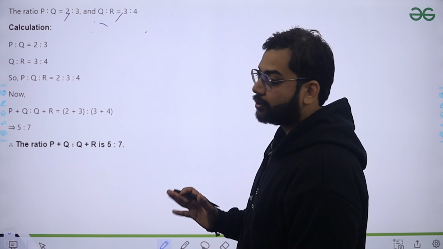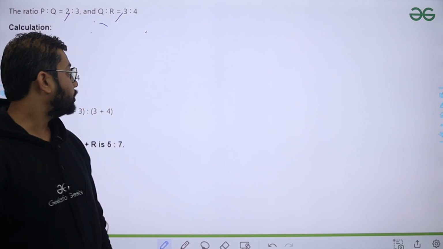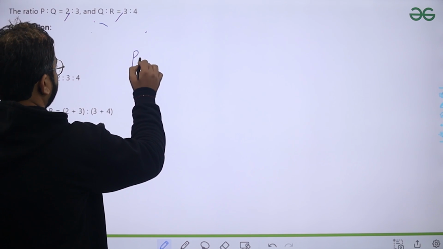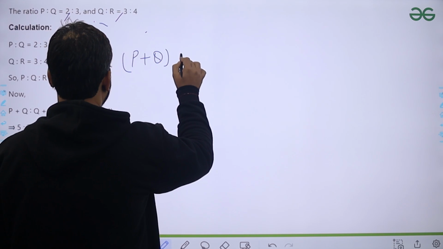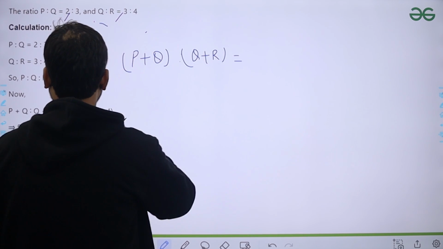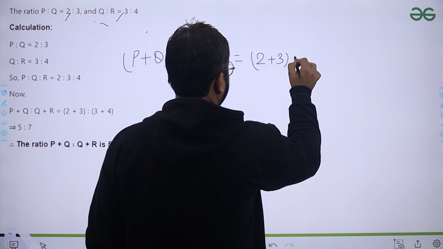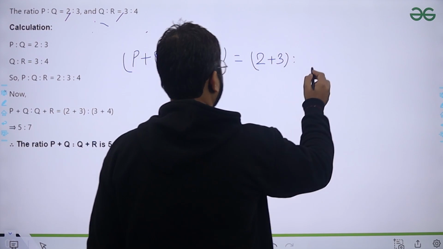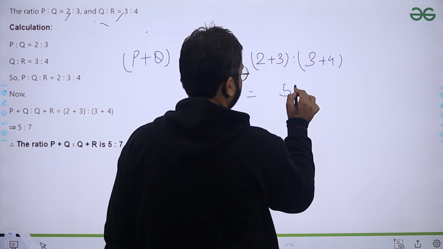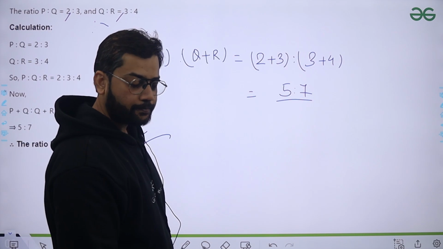Okay. In that case you can solve that part. P is to Q is given as 2 is to 3. Q is to R is given as 3 is to 4. So P plus Q is equal to what? So we have to find out P plus Q is to Q plus R. Okay. In that case, that will be 2 plus 3 is to Q plus R is equal to 3 plus 4. Simple. Okay. That is equal to 5 is to 7. So the answer will be 5 is to 7.